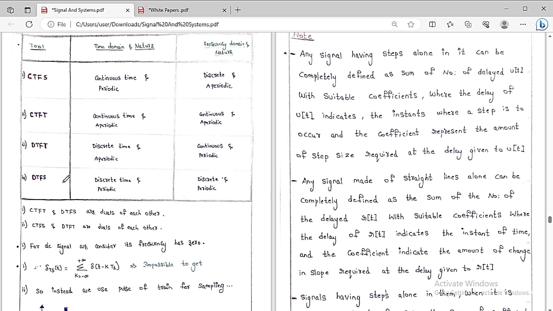Why is it like this? Simply opposite. Here continuous time and aperiodic. Here continuous means here discrete. Here aperiodic means here periodic. Here continuous means here discrete. Here aperiodic means here periodic.